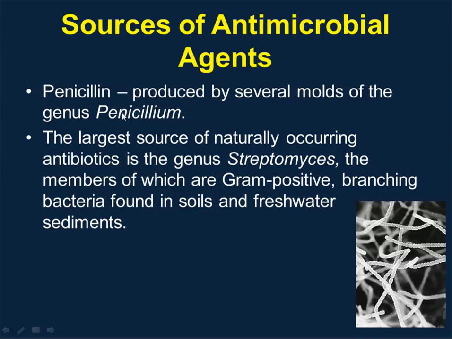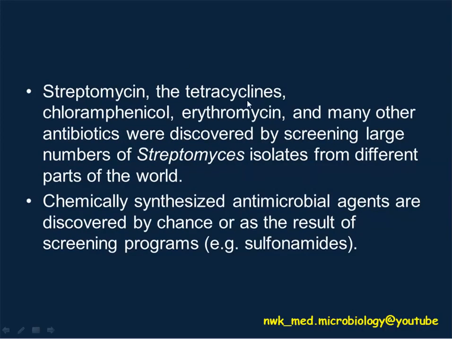Example like Penicillium. Penicillium is a fungus that produces the antibiotic penicillin. While the second source is from Streptomyces. Streptomyces is a type of soil bacteria. This soil bacteria produces a lot of antibiotics that can be used clinically nowadays. So these are examples of antibiotics that are produced from the soil bacteria, Streptomyces.